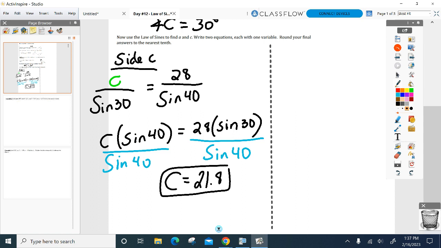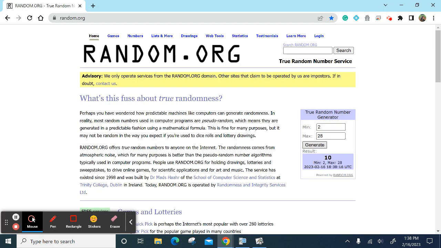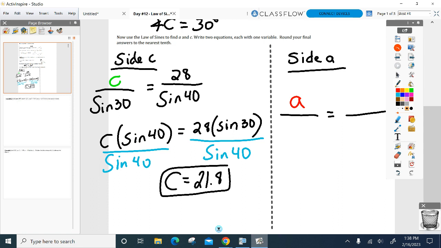Hey, anybody a little Pythag for side A? Pythag, anybody? No. Stop being embarrassing. Why? It's not a right triangle. There you go. We've got to use law of sines again. So now side A, what are you going to put that over? Side A over 10? Sine 110.